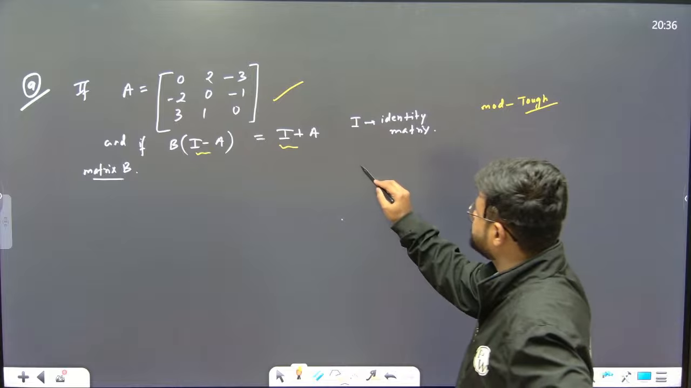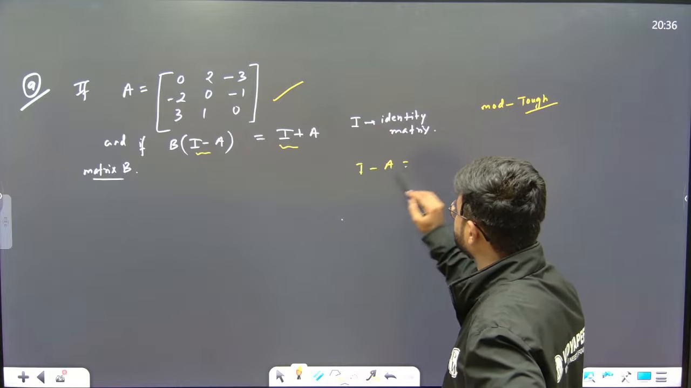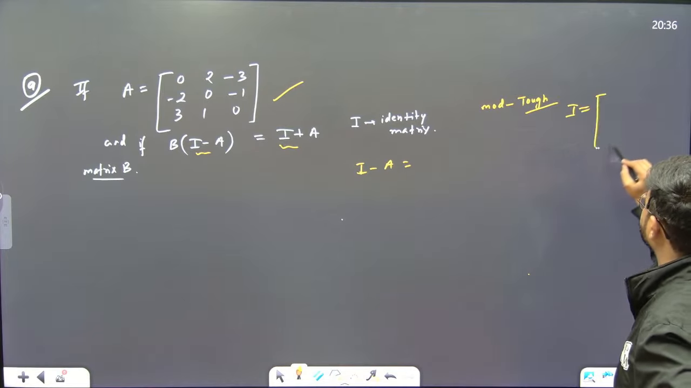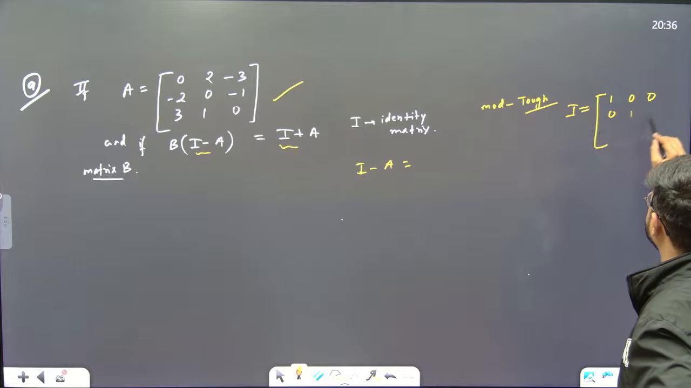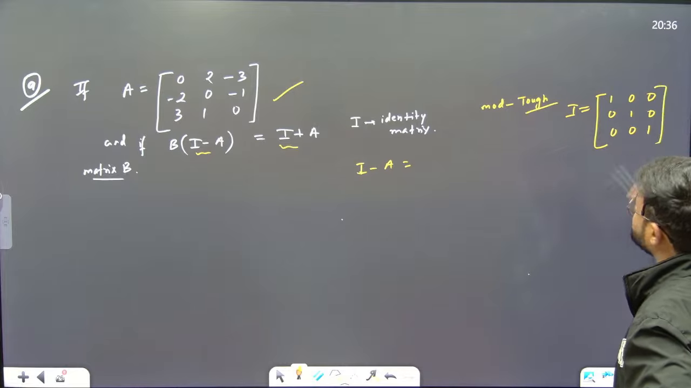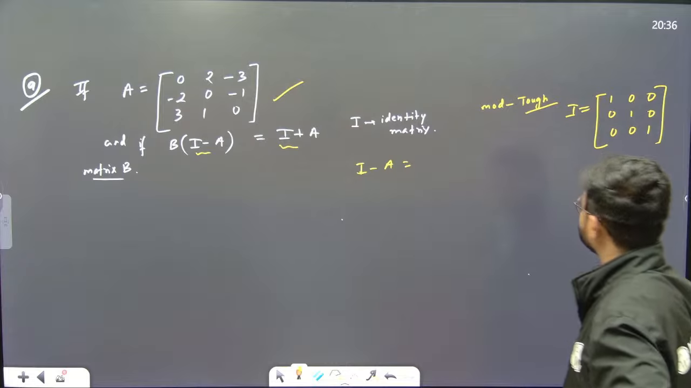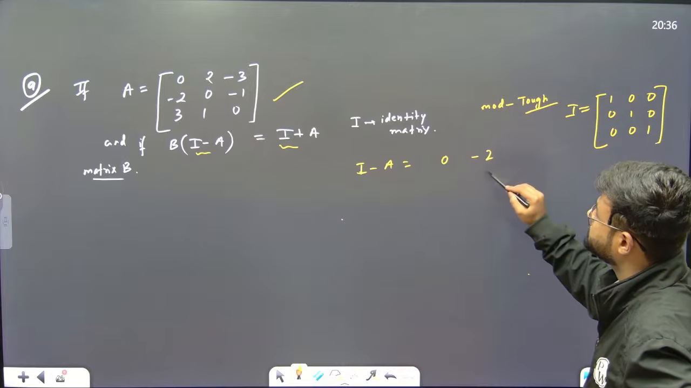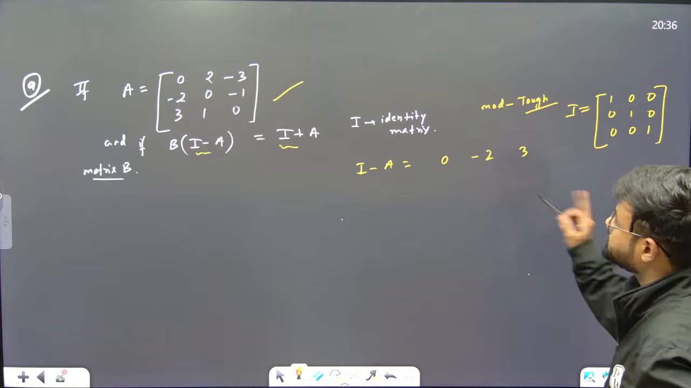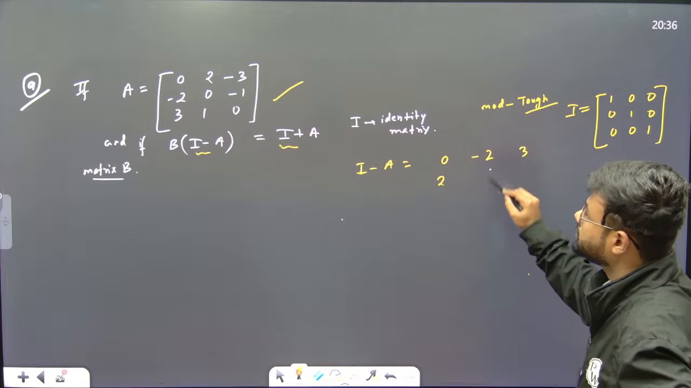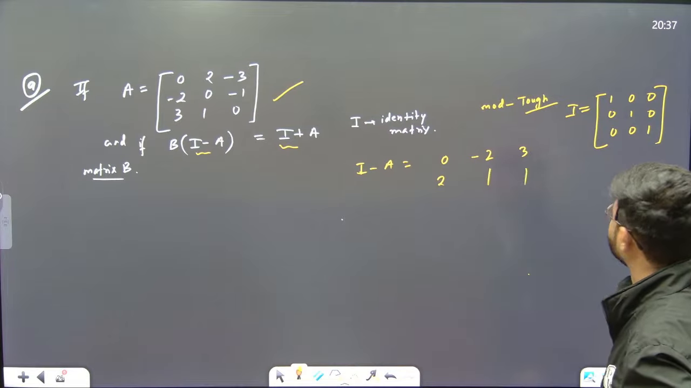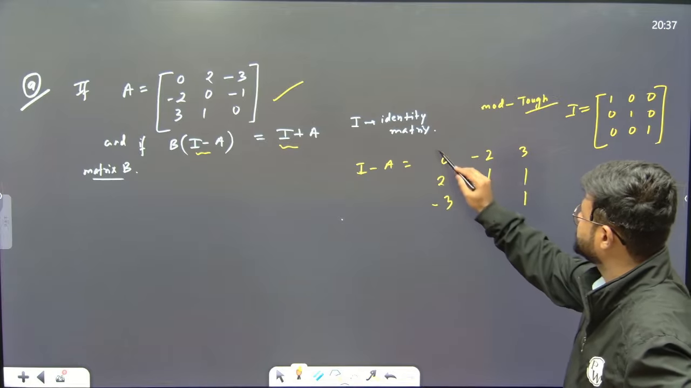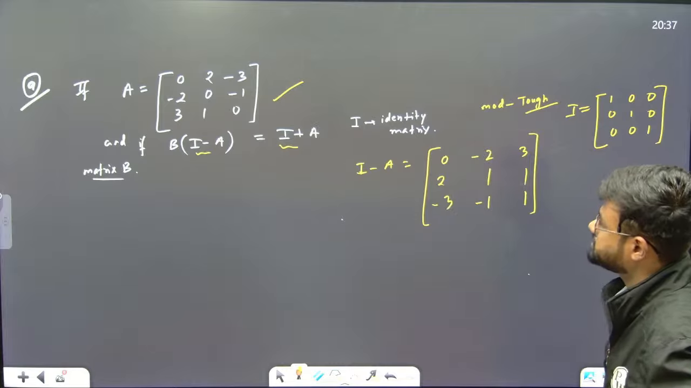So let's calculate I minus A. The identity matrix everyone knows: 1 0 0, 0 1 0, 0 0 1, right? So you do it in your mind, I minus A. 1 minus 0 is 1, 0 minus 2 is minus 2, 0 minus of minus 3 is plus 3. Now 0 minus of minus 2 is 2, 1 minus 0 is 1, and next is 1 again. Then 0 minus 3 is minus 3, 0 minus 1 is minus 1, and 1 minus 0 is 1. So this is my I minus A matrix.